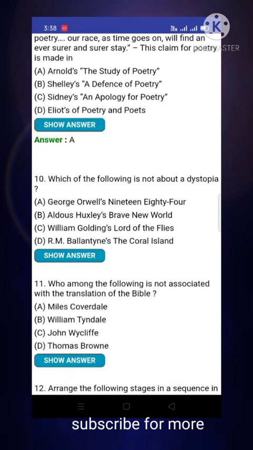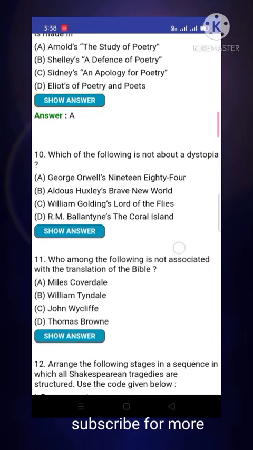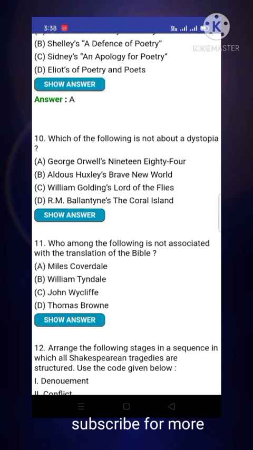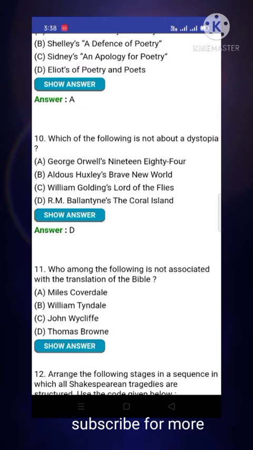Now the tenth question: Which of the following is not about dystopia? Which of the following is not about dystopia? The correct option is D.